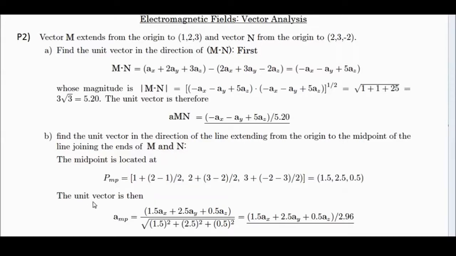And the unit vector is then given by the midpoint divided by the absolute value of the midpoint. So that's what we compute here. The midpoint vector, which we just computed here in this calculation, divided by the absolute value gives me the unit vector along the midpoint.